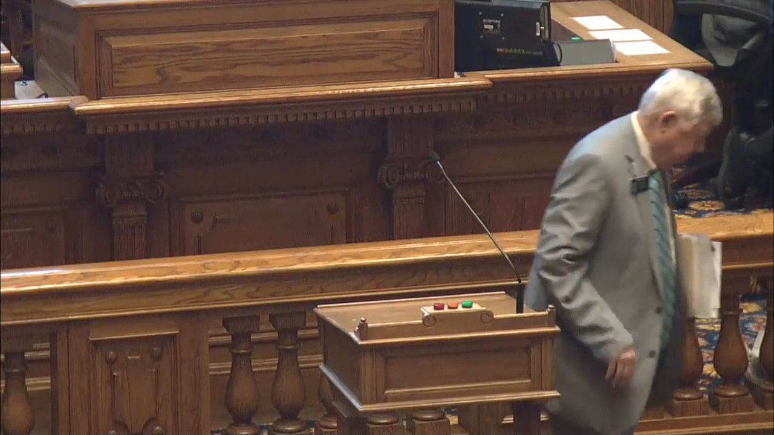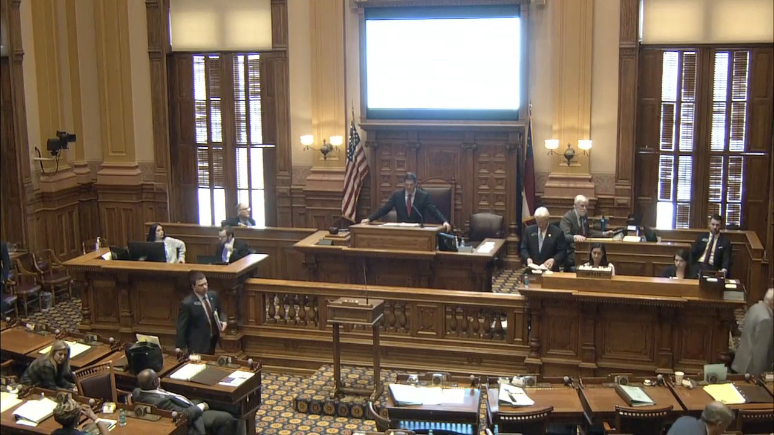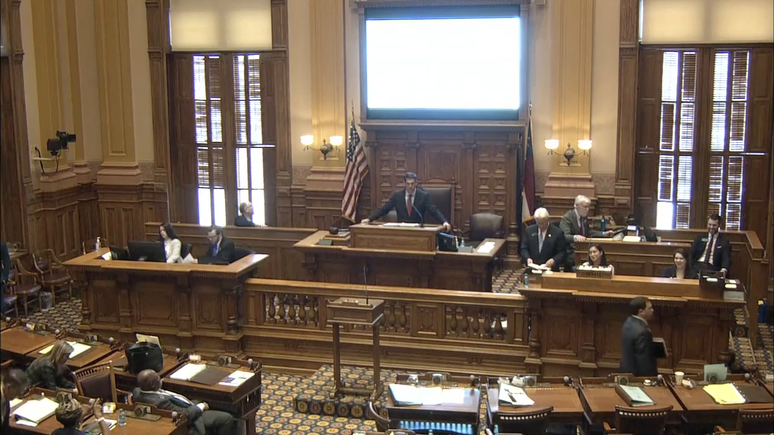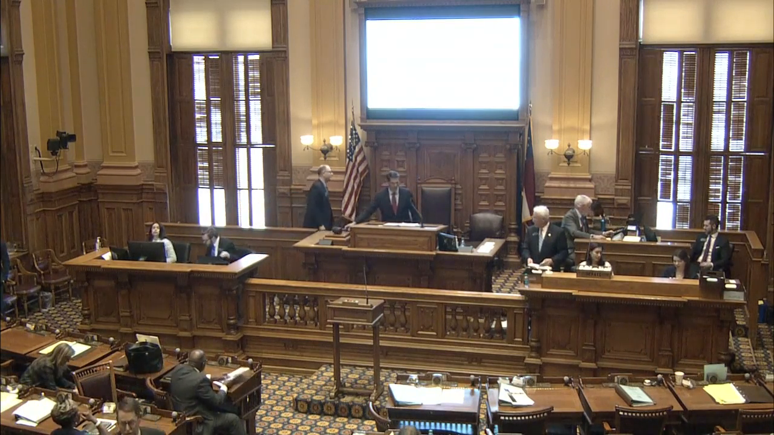Thank you. The Majority Leader has moved that the Senate stand adjourned until Thursday, March 12, 2020 at 10 a.m. All those in favor of the motion will signify by saying aye. Those opposed, no. The ayes clearly have it, and the Senate stands adjourned. Good work. Thank you.